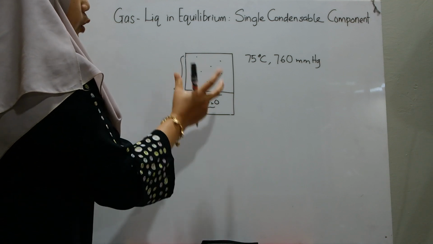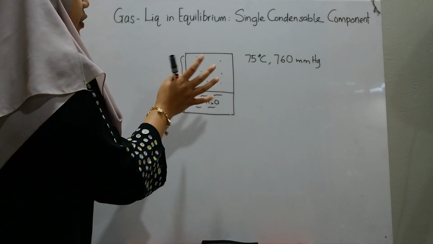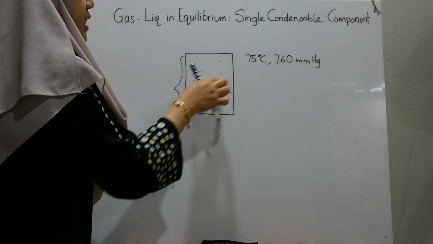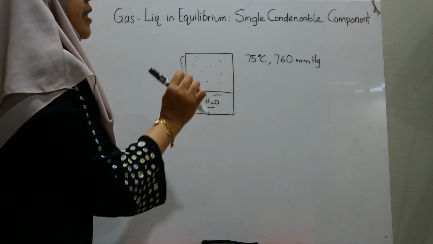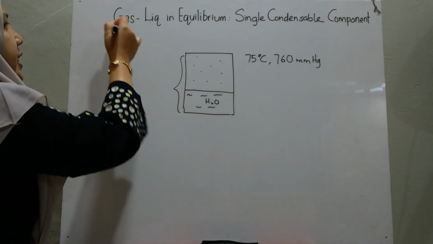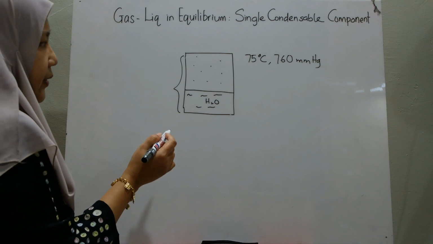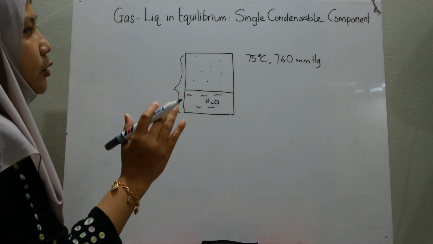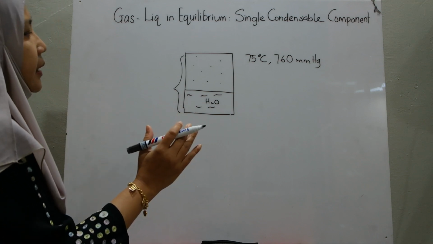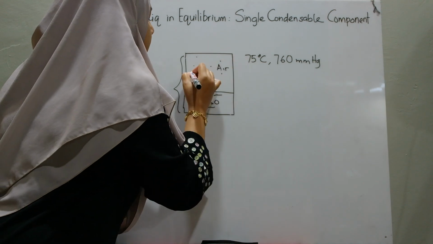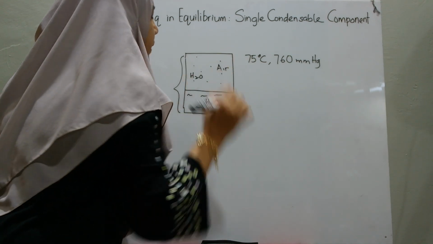When gas and liquid phase are in equilibrium, there will be no more transfer of water vapor into the gas phase, and the gas phase is saturated with water vapor. So that is what we call gas liquid equilibrium. Single condensable component: we have air and water, H2O vapor now.